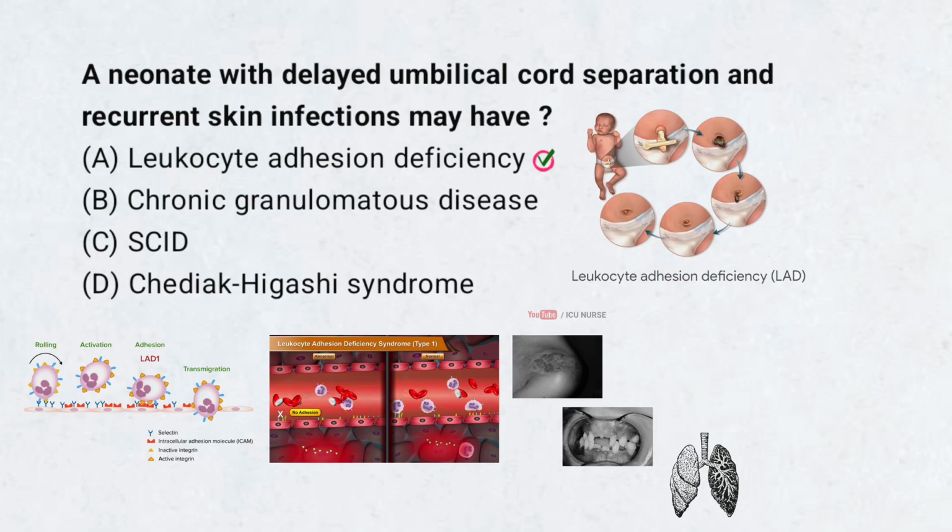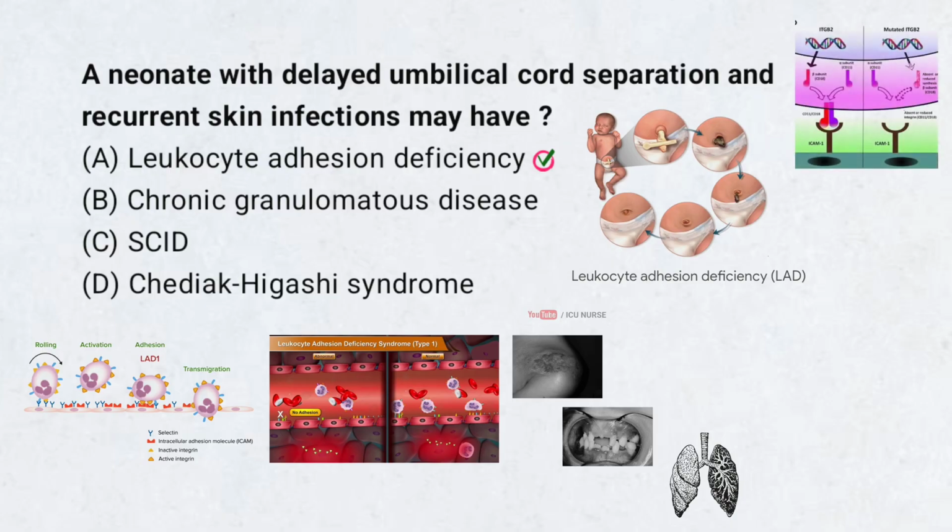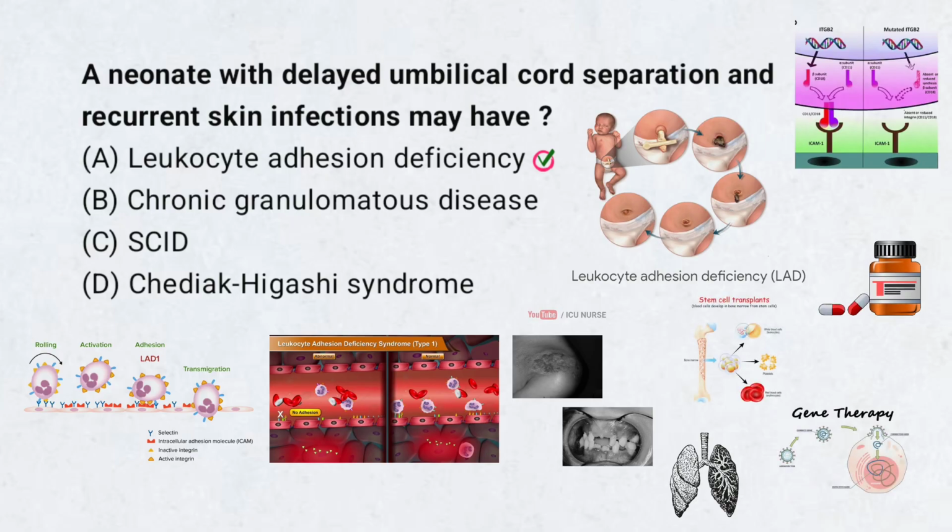Babies with LAD often have delayed umbilical cord falling off. It's caused by genetic mutations and diagnosed with blood tests, that is low CD18 and CD11 proteins. Treatment includes antibiotics, stem cell transplants or gene therapy. Early action saves lives.